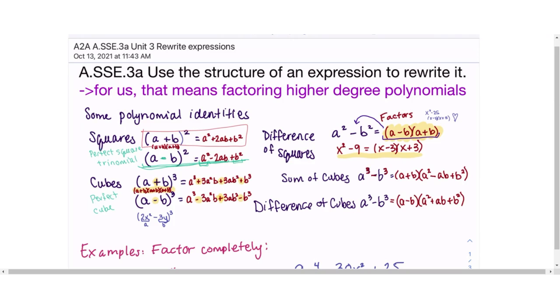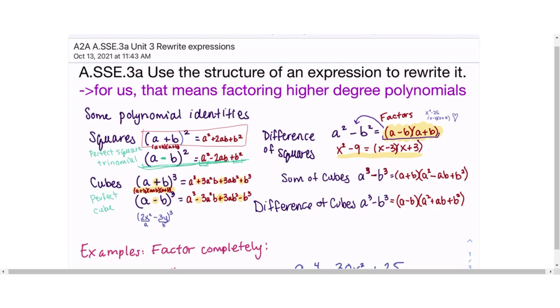This is the video to help with A.SSE.3a. This is the standard about use. It says use the structure of an expression to rewrite it. And for us in this class, that means that we are factoring higher degree polynomials.